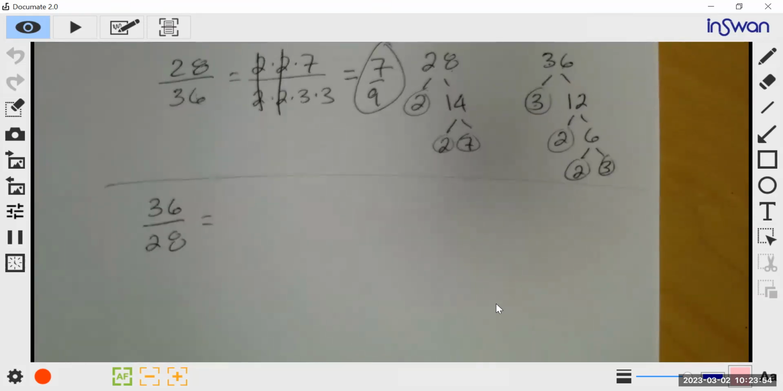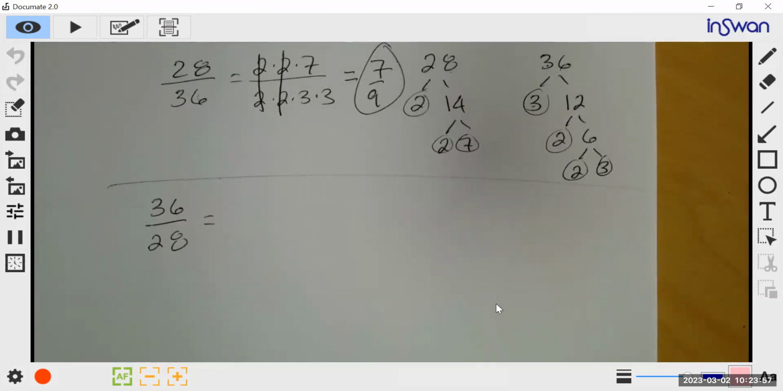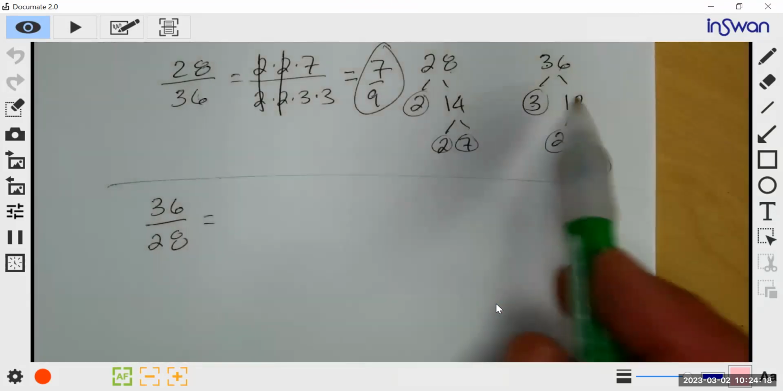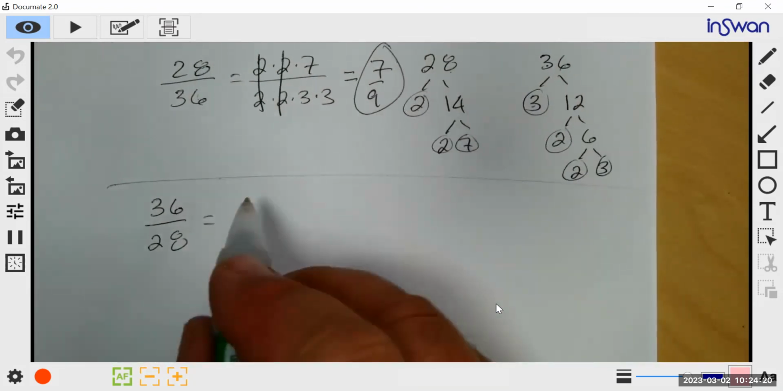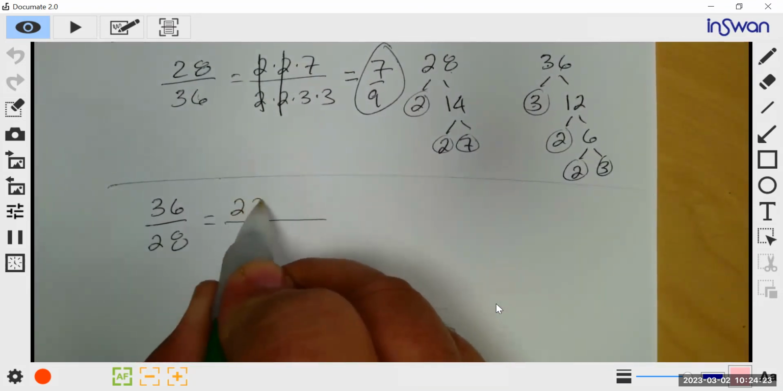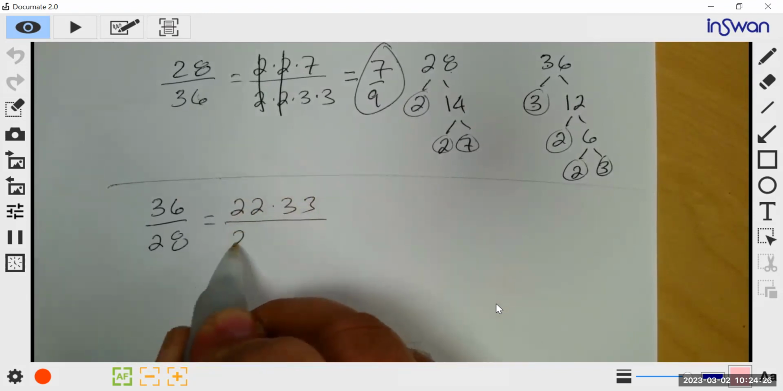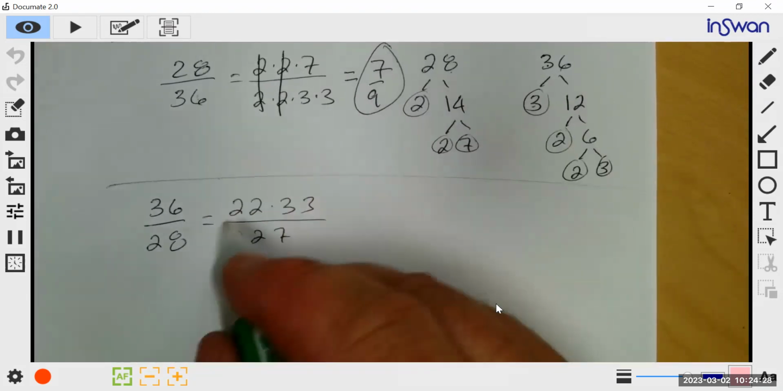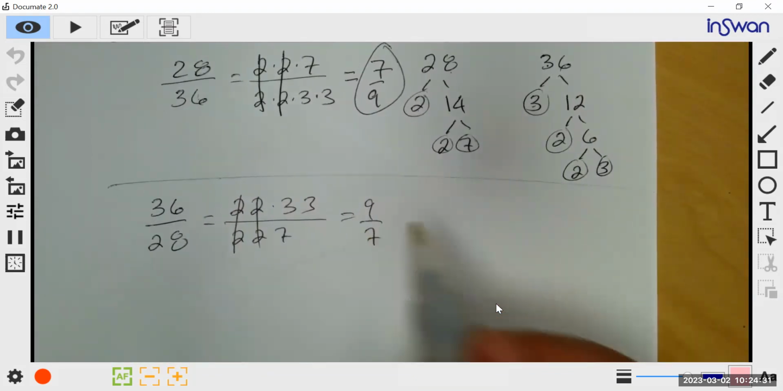How would you solve that one? Besides waiting for me to do it. Wouldn't it just be like the one on the bottom, which is good? The 7/9. Very good. Yes, it would be, but you still have to do the same thing. You have to simplify it. You'd end up with 2 times 2 times 3 times 3, 2, 2, and 7. We just did the numbers. Yeah, so we'd end up with 9/7. Very good. Good observation.